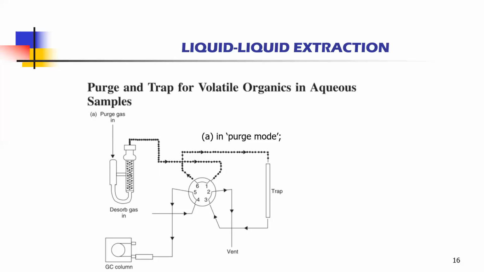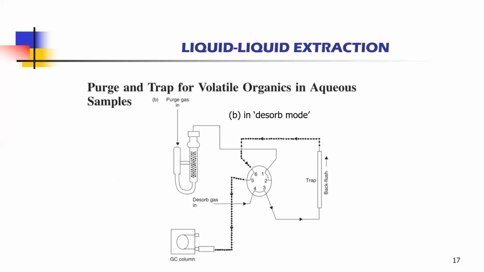There is an arrow indicating how the flow of the nitrogen takes place in that valve. First, the volatile organic compound will be trapped into it. And once you trap it, the next step is the desorb mode. So we have backflush done by the desorb gas in mode. The sample component is taken up in the backflush mode into the GC inlet system. So this is how we go for volatile organic components or sample components that can be purged and trapped.